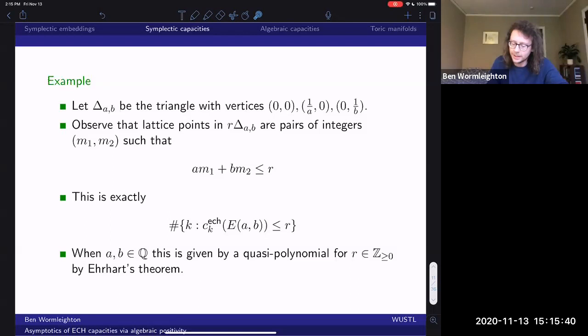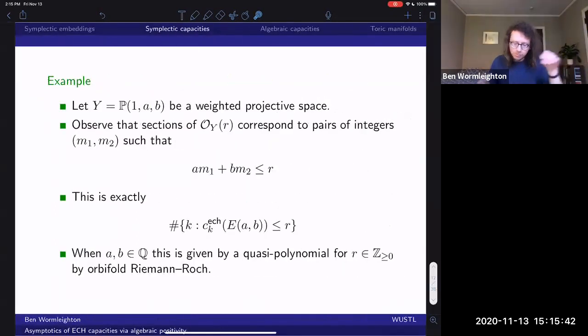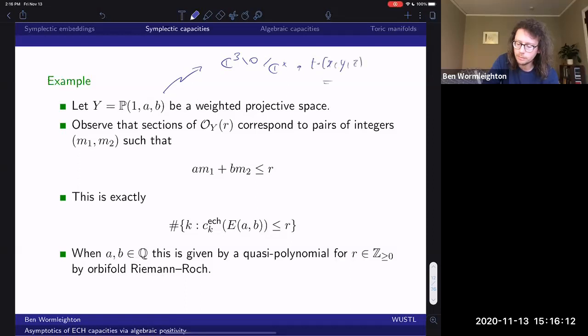So I'm going to show you a very similar slide. When an algebraic geometer looks at that previous example, one might be tempted to translate it into something very similar. Suppose Y, P(1,A,B), is a weighted projective space. If you're not familiar with this, this is C^3 without the origin modulo C star. So a lot like normal projective space, except the C star action is weighted, and so the quotient picks up some singularities.